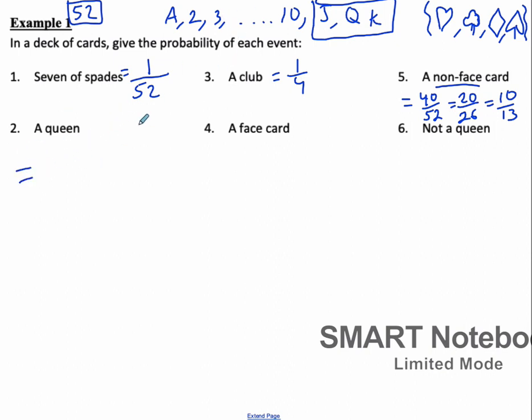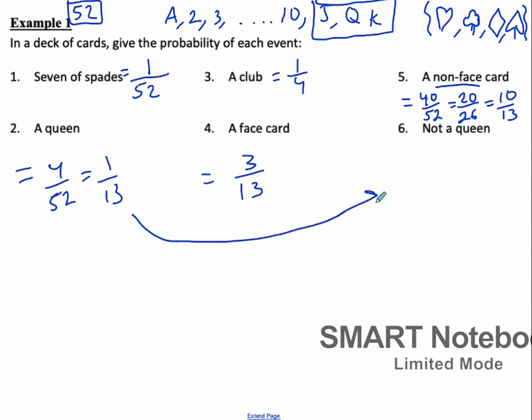What's the probability of a queen? There are 4 queens in the whole deck, so it's 4 out of 52, or just 1 out of 13. Face card: there are 3 in the rank of 13, so that's 3 out of 13. And not a queen, well, that's just 1 minus this answer, which is 12 out of 13. The queen and not a queen have to add together to give you 1.